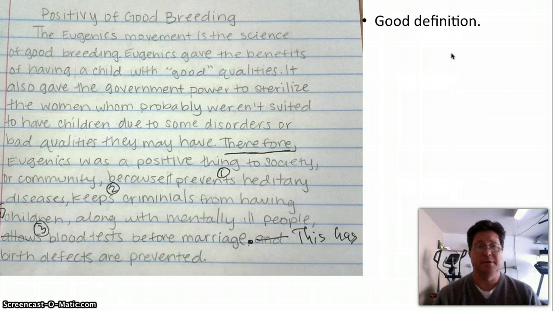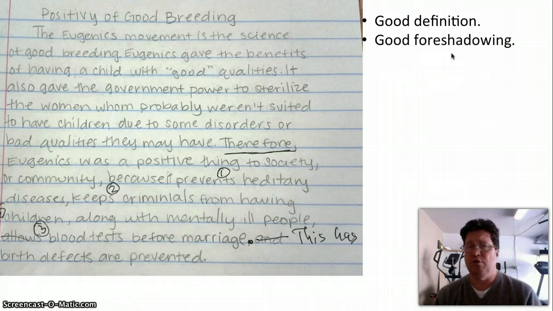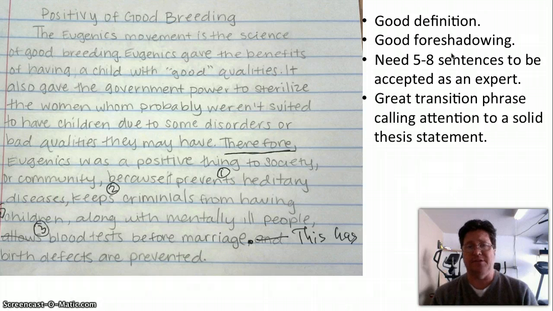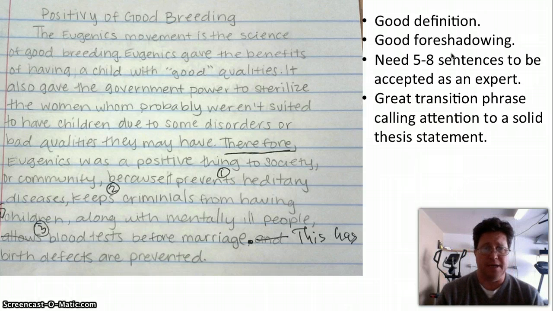So to recap, she has a good definition, good foreshadowing about where she's going in this essay. I would suggest you need to produce at least 5 to 8 sentences to be accepted as an expert. I'd like to hear more about the history of eugenics. I'd like to hear some of the names of the people we talked about in class. But overall, this is a pretty good example, and what I'm thrilled about is that there's a great transition phrase here that calls your attention to a very solid and workable thesis sentence. This person is on their way to an A.